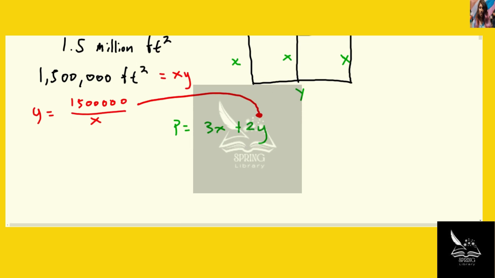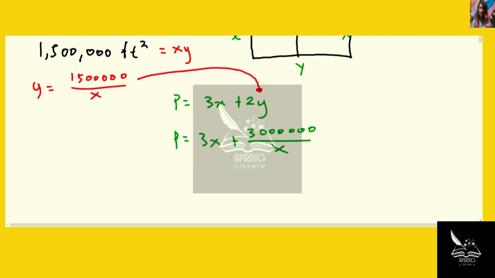And then we can come over here and plug this in for y. So p is equal to 3x plus 2 times that, so that's going to be 3 million over x. And now we can go ahead and take the derivative of this, since this is in terms of only x now, so this is our perimeter function in terms of x. And this is assuming the cost doesn't really matter since we're using the same kind of fencing for everything. So if we just use less of it overall, then we should just spend less as well.